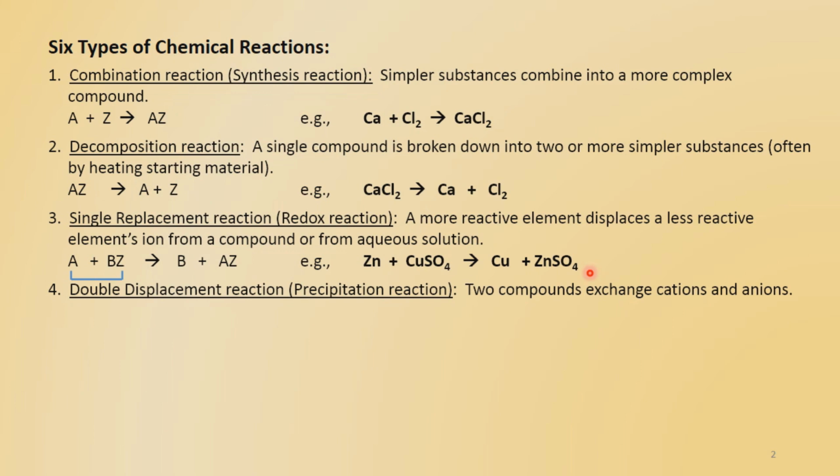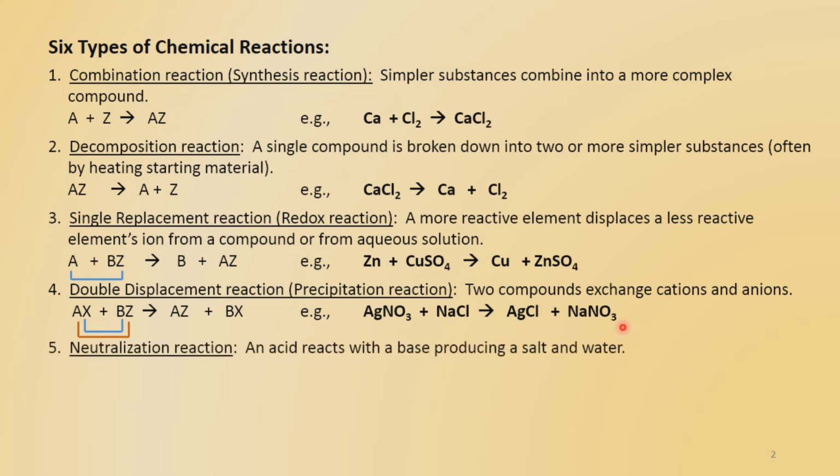A double displacement reaction, called a precipitation reaction, is one in which 2 compounds exchange cations and anions. AX reacts with BZ, forming AZ and BX. For example, silver nitrate reacts with sodium chloride, forming silver chloride and sodium nitrate.